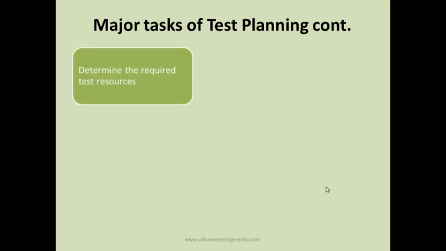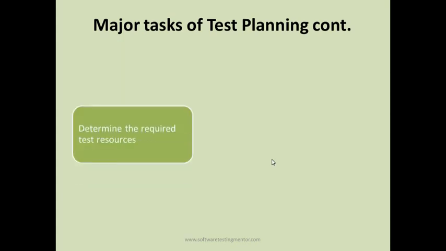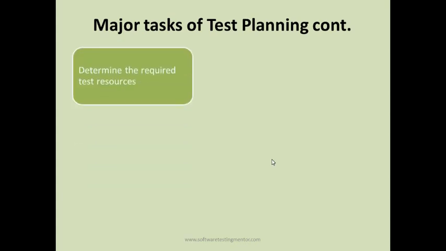Then the fourth step is to determine the required test resources. So it's not only that you'll be determining the test approach and writing the test strategy. You need to determine the test resources required, like the testers, the hardware and software resources. So you need to also finalize these things in the test planning stage. So define the required resources for testing, like testers, hardware and software.